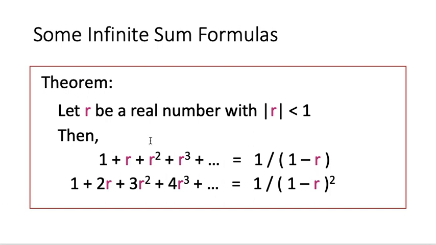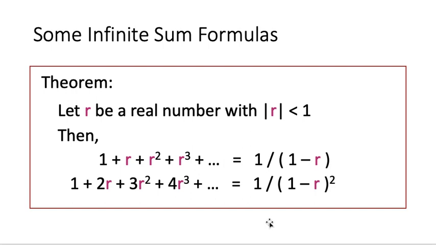First of all, we have two infinite sums. The first one is 1 plus r plus r squared plus r cubed, and so on and so forth. The other one is 1 plus 2 times r plus 3 times r squared plus 4 times r cubed, and so on. Here, we assume that r is a fixed real number, and the absolute value of r is strictly less than 1. For the first formula, we claim that the result is equal to 1 divided by 1 minus r. And for the second one, the sum is equal to 1 divided by the square of 1 minus r.